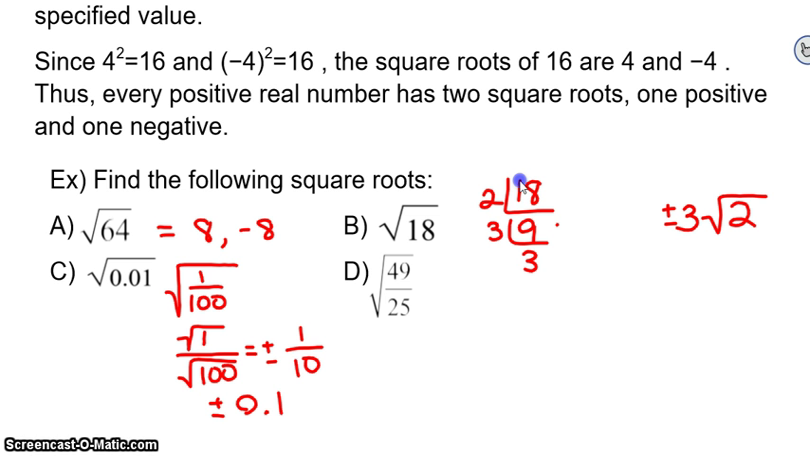And then in part D, we do a similar thing. We split the radical into two pieces. The square root of 49 is 7, and the square root of 25 is 5. And again, we're going to put plus and minus for all of those.